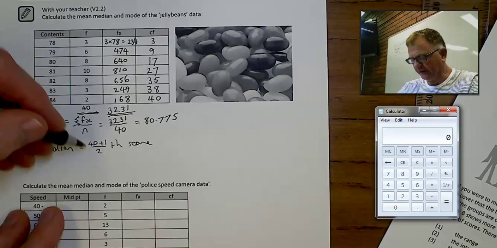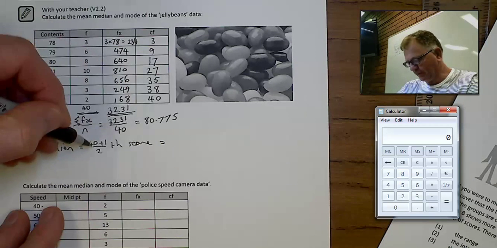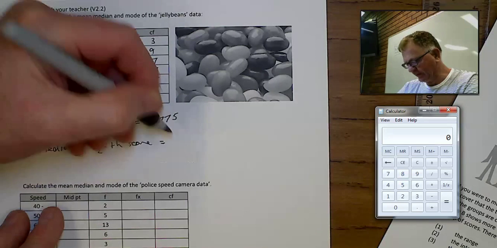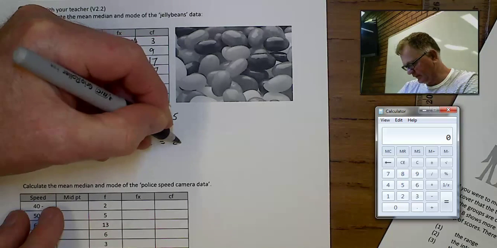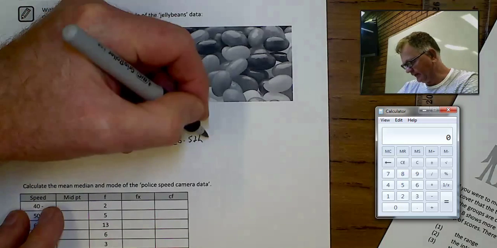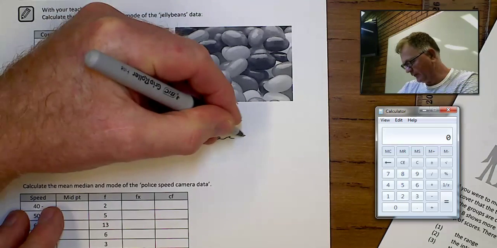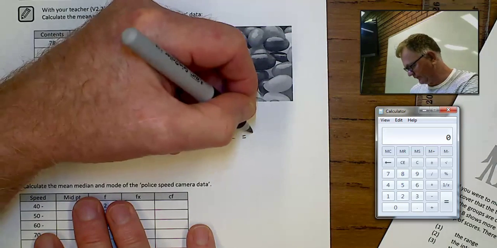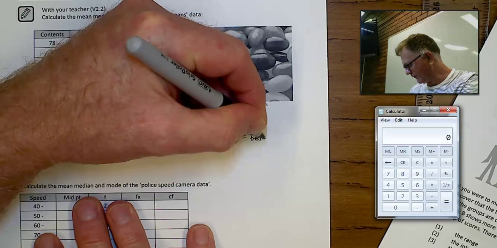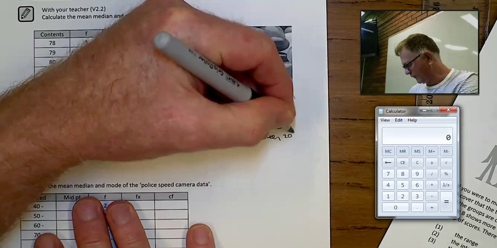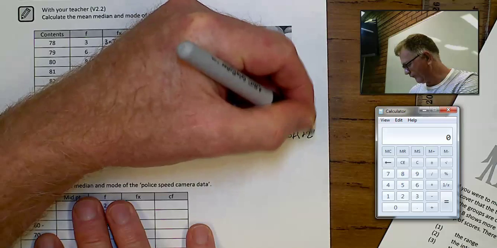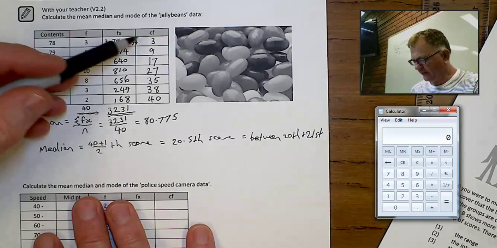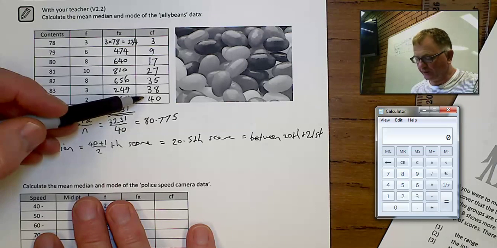Now we're particularly interested in the (40 plus 1) over 2 score. That's the 20.5th packet. That doesn't make much sense, but it means between the 20th and the 21st. Okay, now these give us an idea where that might occur.